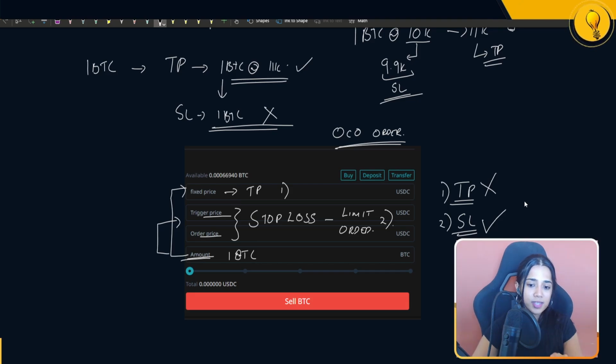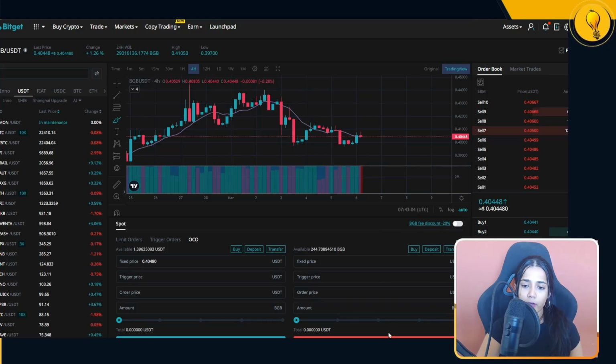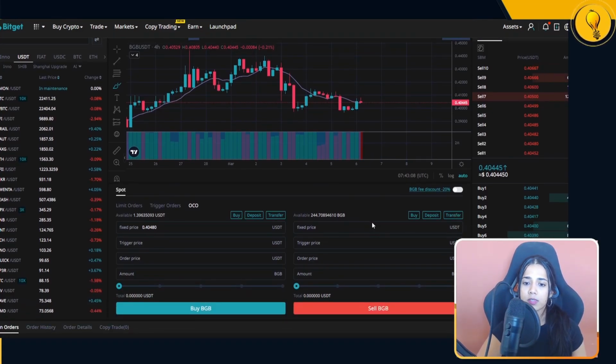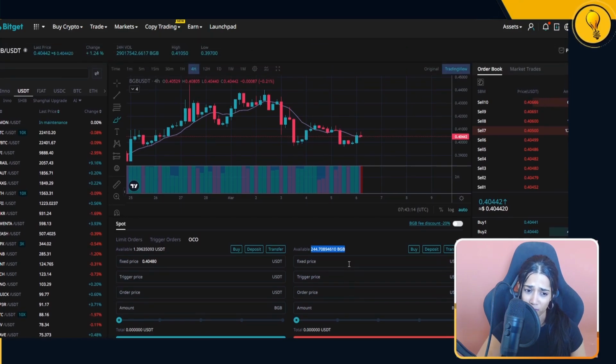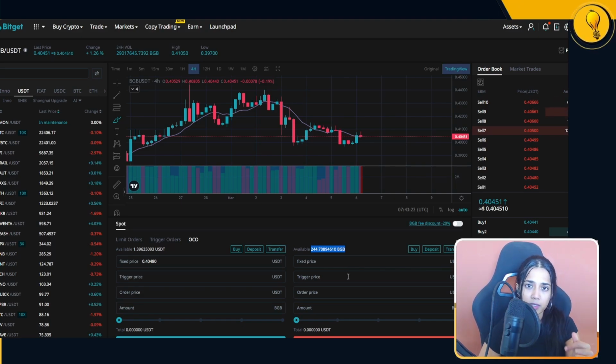Alrighty, now with this, guys, let's get into the exchange and try to execute one of these orders. Perfect, now here we are on the Bitget exchange. I already have some tokens in my wallet. I've got some 244 BGB tokens in my wallet. I believe it's the Bitget native token. It's got decent volatility, so I figured I'd execute an OCO order on this, specifically because I wanted it to trigger immediately. That way you guys get a good visual on how it plays out.